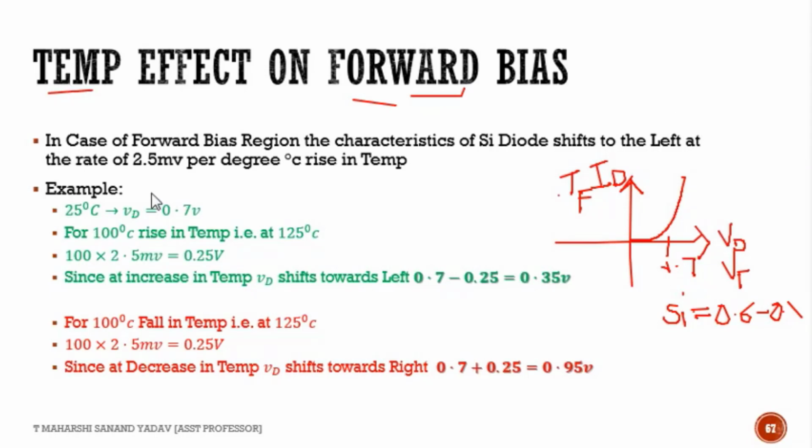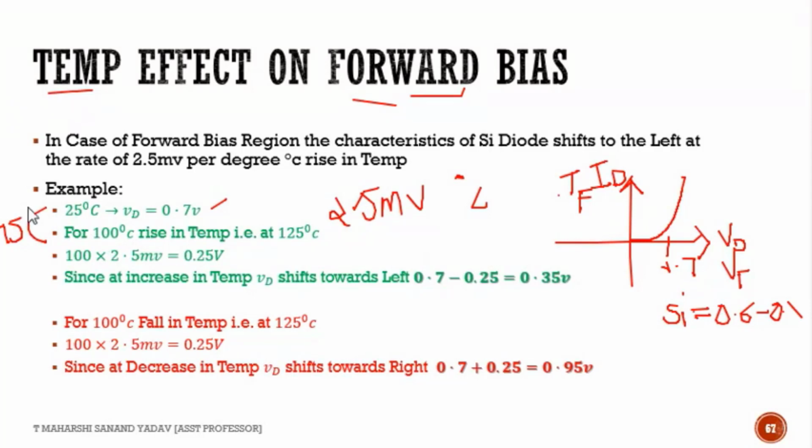In the forward bias region, the characteristics of a silicon diode shift left at a rate of 2.5 millivolt per degree centigrade rise in temperature. What does this mean? Per degree centigrade rise in temperature, there will be a 2.5 millivolt left shift. See this example. Suppose at 25 degrees centigrade, VD, which is nothing but the diode voltage, is 0.7 volt. Now I'm increasing the temperature from 25 degrees centigrade to 100 degrees centigrade. So I'm increasing by how much? 75, right? 25 plus 75 gives 100.